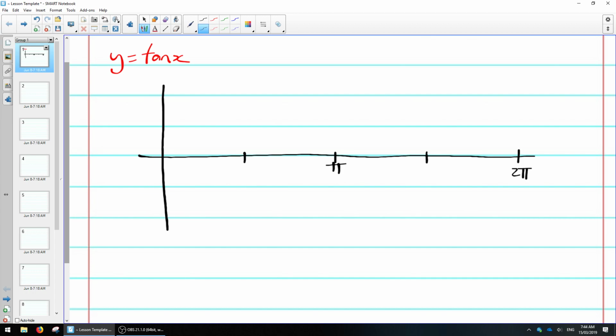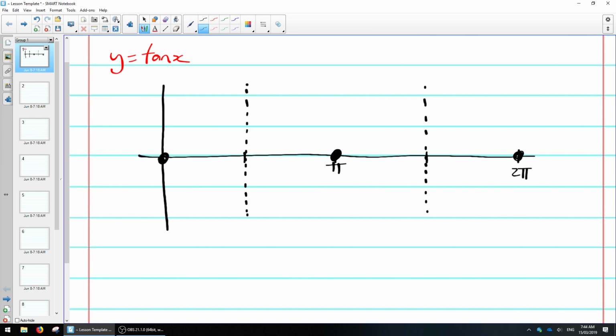So, what happens at 0? Well, yeah, but what's the point at 0? 0. Yeah. Alright. What's the point at pi over 2? It's an asymptote, yeah, so it's not really a point. So we have our asymptote. What's the point at pi? So another 0. What's the point at 3 pi over 2? Another asymptote. What's the point at 2 pi?